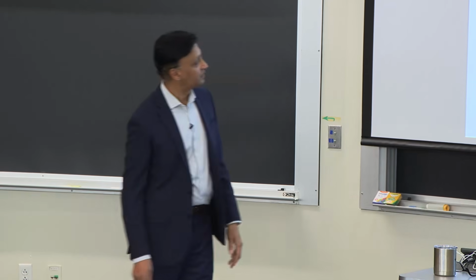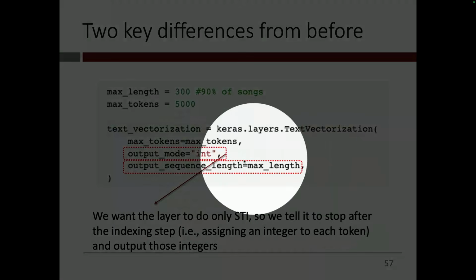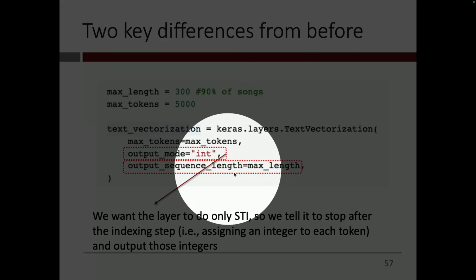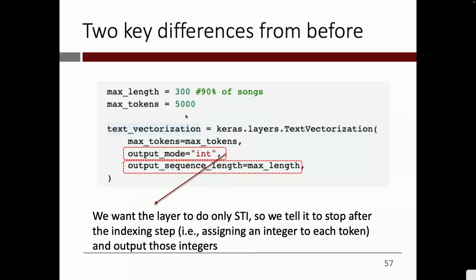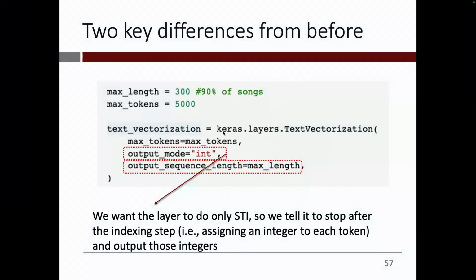So we'll take a look at this first before we switch to the Colab. Before, we told Keras in this layer, output mode should be multi-hot. Here, we don't want it to actually encode anything in multi-hot. We just want it to give us integers back. So we tell it, give me int. That's the first change. If you say give us int, it'll stop with STI and just give you the integers.